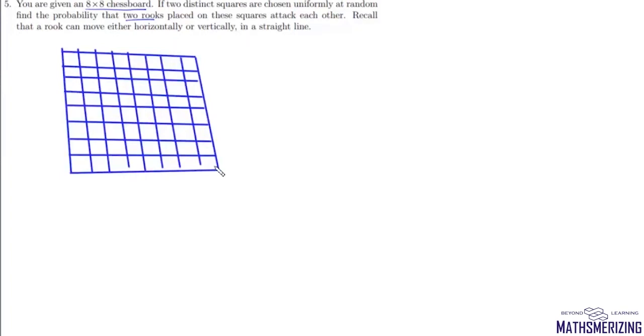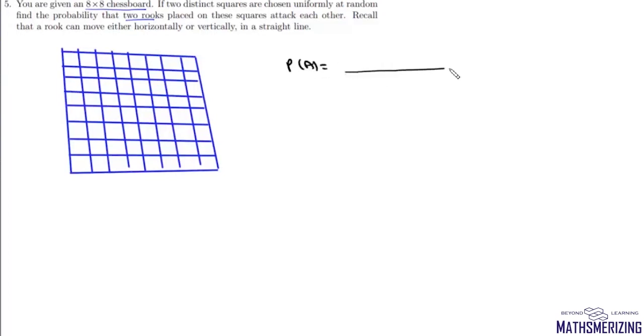Now question number 5 is, you are given an 8 cross 8 chessboard. If two distinct squares are chosen uniformly at random, find the probability that two rooks placed on these squares attack each other. We know that a rook can move either horizontally or vertically in a straight line. So we have this 8 cross 8 chessboard, and we need to find the probability that these two rooks placed will attack each other. Now we need to find this probability. Suppose the event is A, so we need to find probability of this event A.